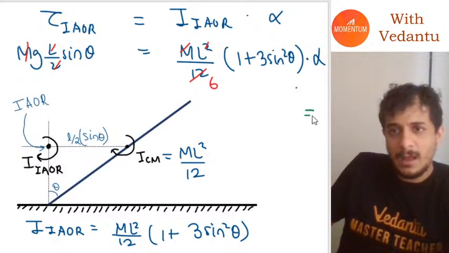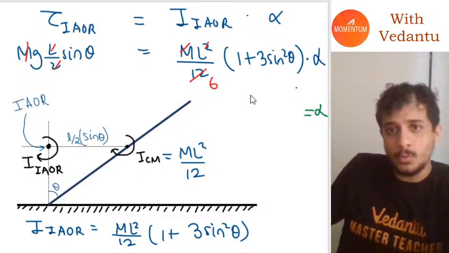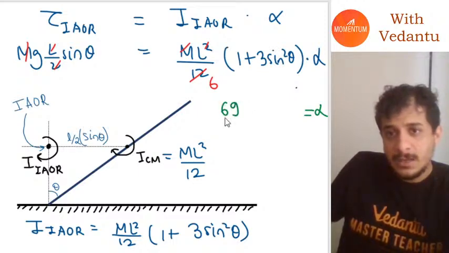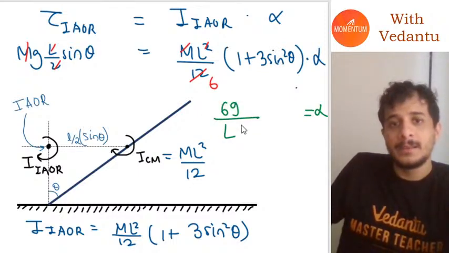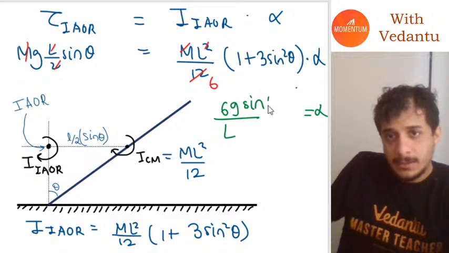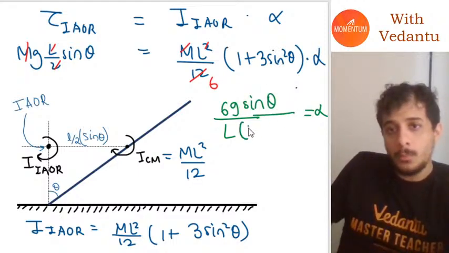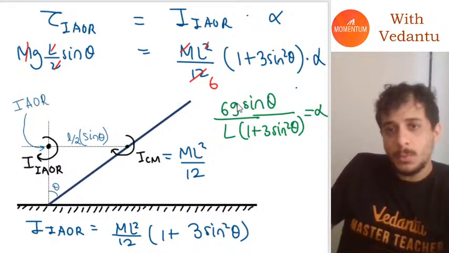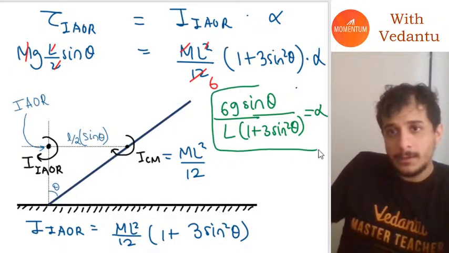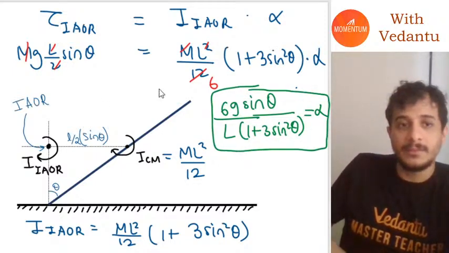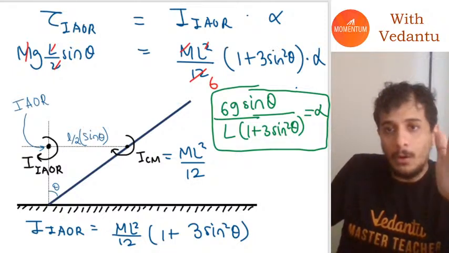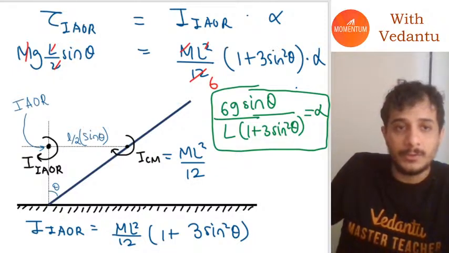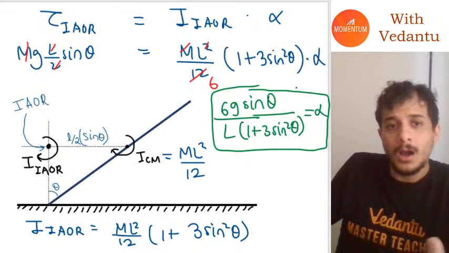I will get alpha equal to 6g sine theta by L upon (1 plus 3 sine square theta). This will be the value of alpha. I don't know if you understood.